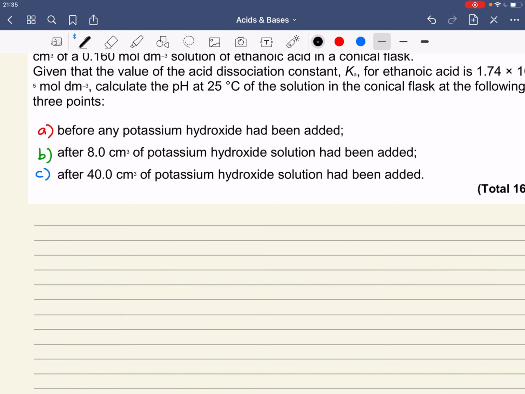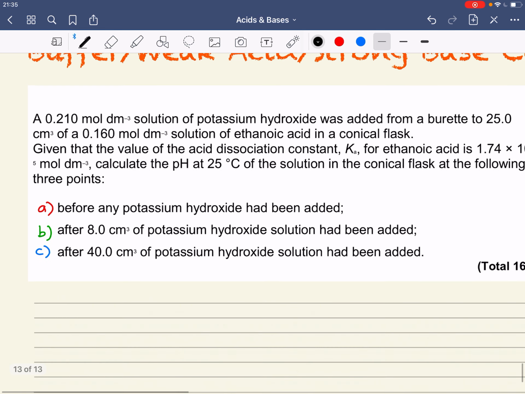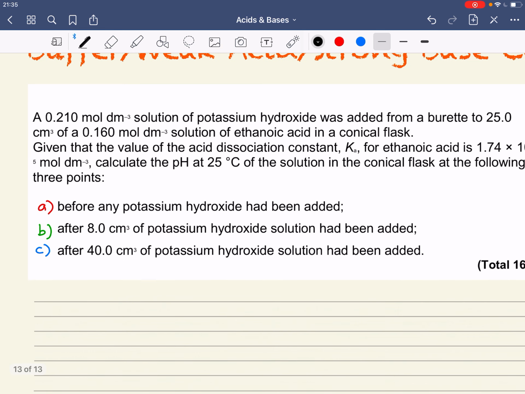Practically, what we're going to do is add this potassium hydroxide from a burette, as it says in the question, to 25 cm³ of ethanoic acid in a conical flask.